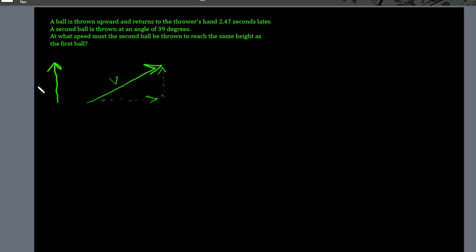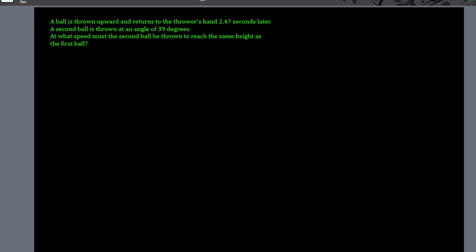And so what we need to do is figure out what is the initial velocity for ball number 1, and set that equal to the y component of ball number 2. I'll walk you through that process, but that is what we're going to be doing. We're going to find the initial velocity for ball number 1, and then set that equal to the y component of the velocity for ball number 2. All right, so let's go ahead and get started.